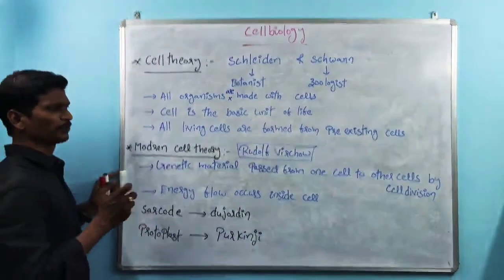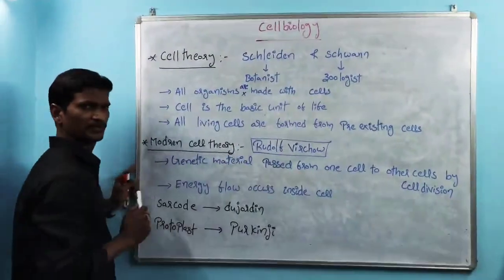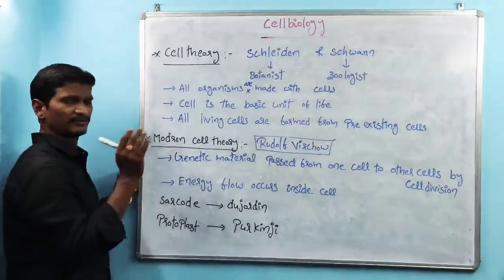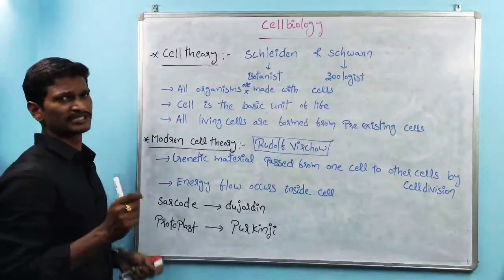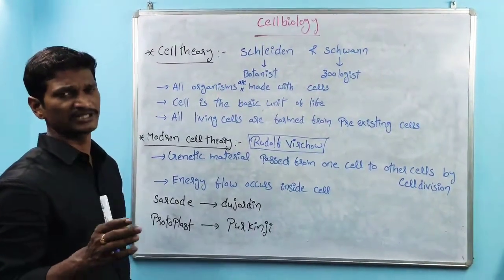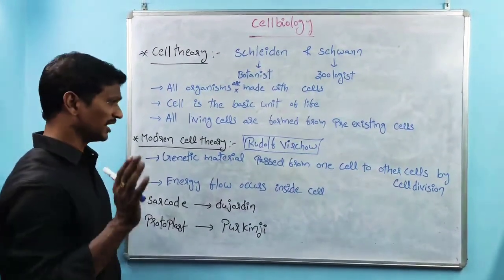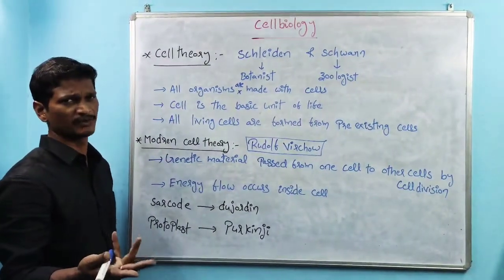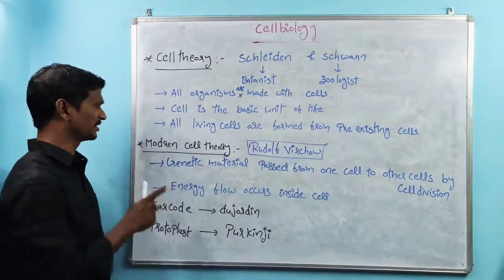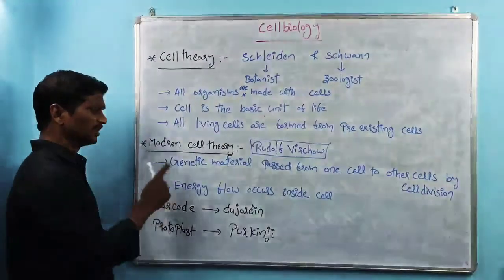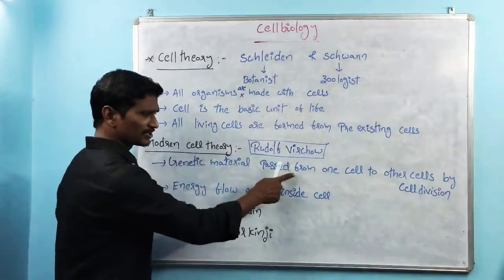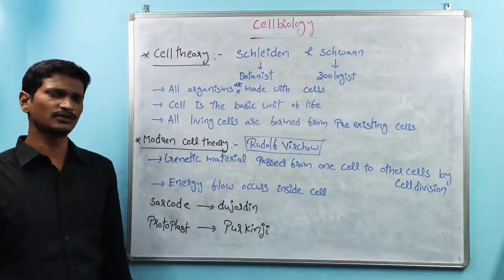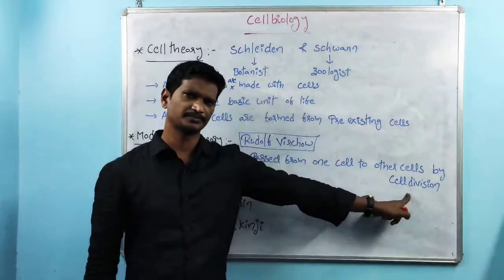Modern cell theory was proposed by Rudolf Virchow. See, he gave one statement: omnis cellulae e cellulae. So, according to that statement, all cells come from pre-existing cells. That is the statement given by Rudolf Virchow. Genetic material is passed from one cell to another cell by cell division.